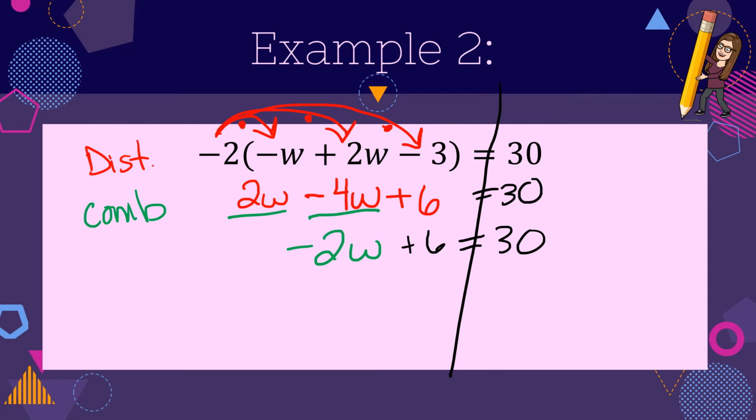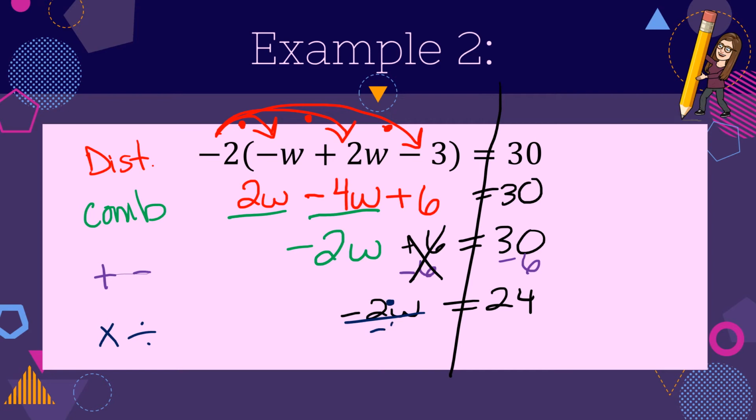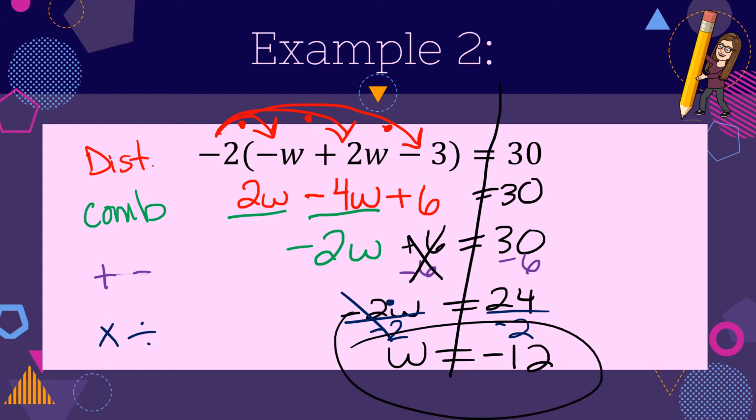Now we're to our previous lesson of just solving a 2-step equation. So next I want to add or subtract, and I'm going to subtract 6. The -2w falls down. I've got 24 on the right side. And my last step is to multiply or divide. I'm going to, instead of multiplying by -2, divide by -2. The w falls down, the equals falls down, and I have an answer of -12.